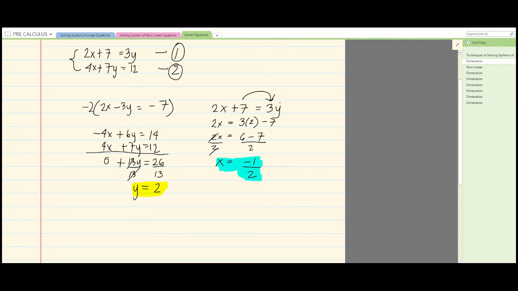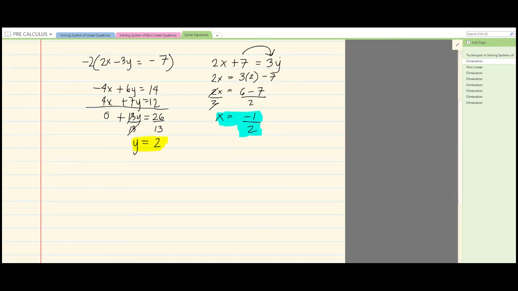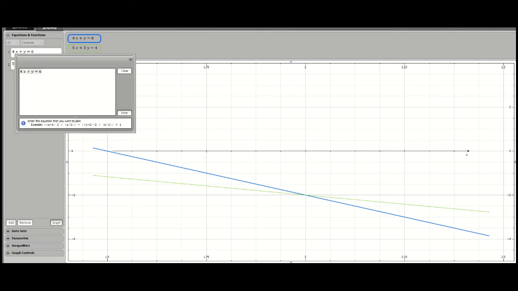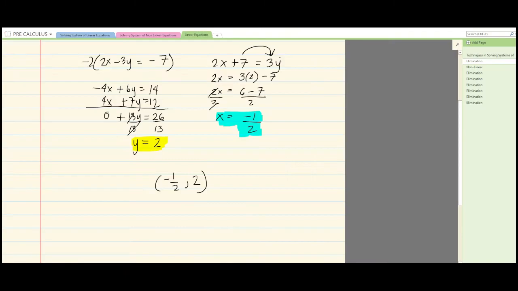Okay, so it's very easy, right? So our point of intersection would be -1/2 and positive 2. Your x coordinate is -1/2 and your y coordinate is 2. So let's check it with our calculator. First, our first equation. Let's check this again.